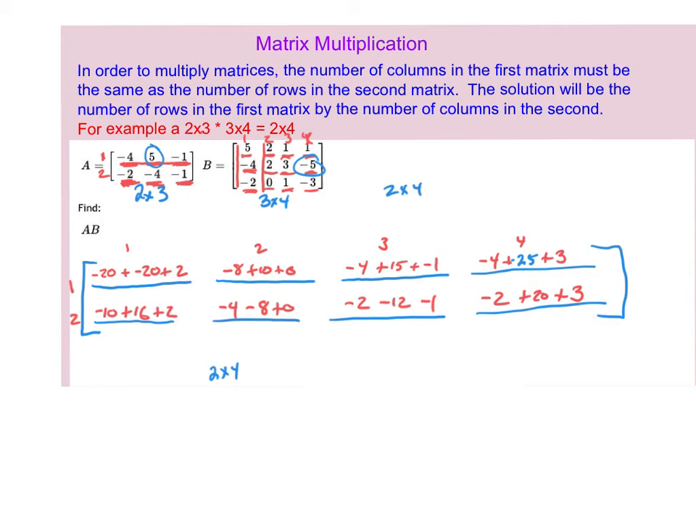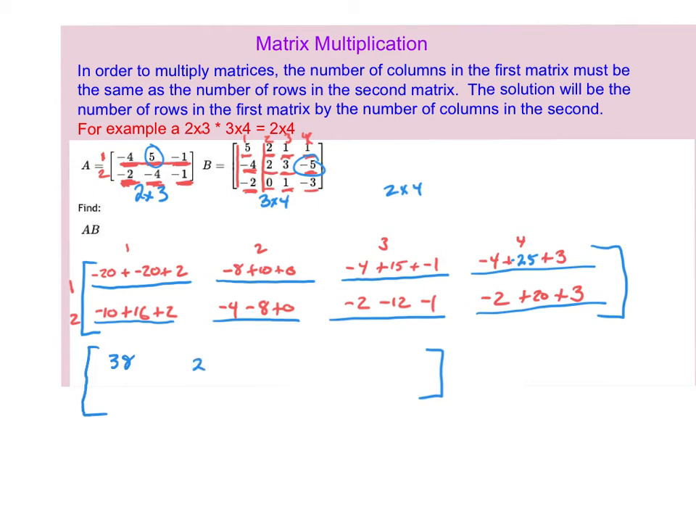Now, to get my answer, what I have to do now is go ahead and do the addition. So I'm going to come up with my next matrix here, and I'm going to do negative 20 plus negative 20 plus 2 is 38. Negative 8 plus 10 plus 0 is 2.